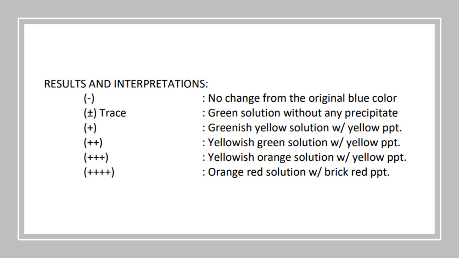Then positive 2 is yellowish green with yellow precipitate, and positive 3 is yellowish orange with yellow precipitate. Then orange red with brick red precipitate. For negative, of course, the color of your Benedict's reagent is retained, and so it is retained as blue.